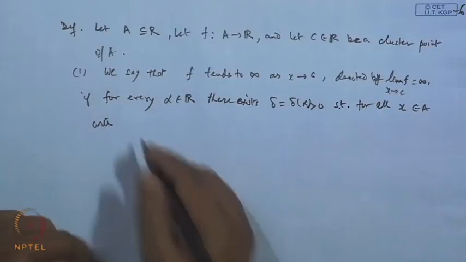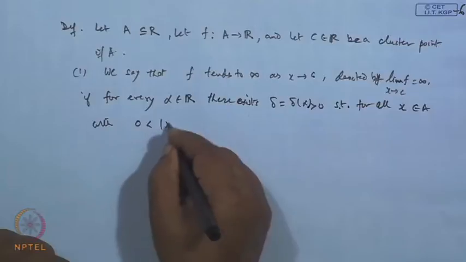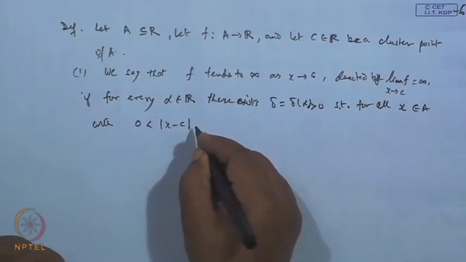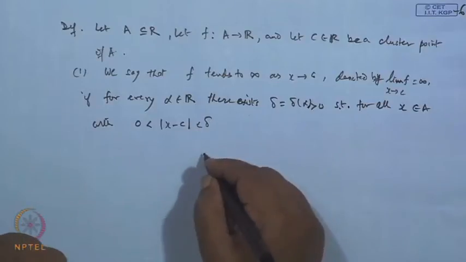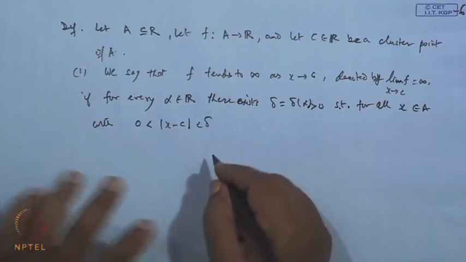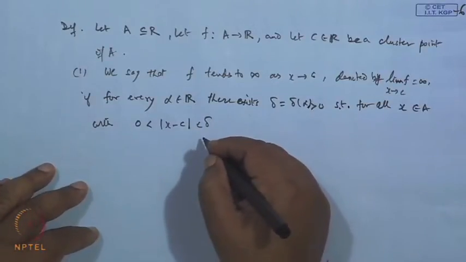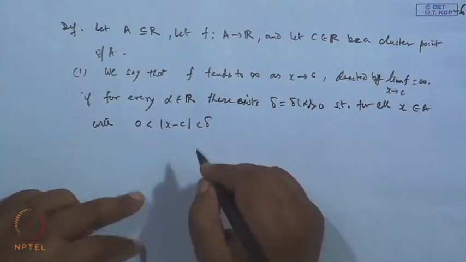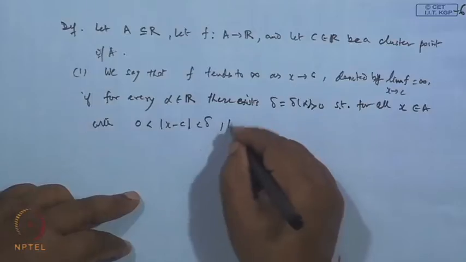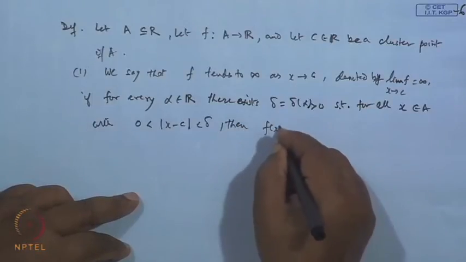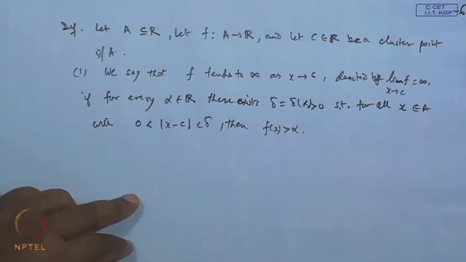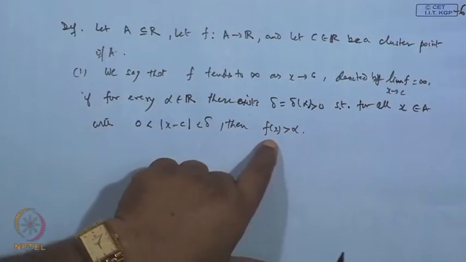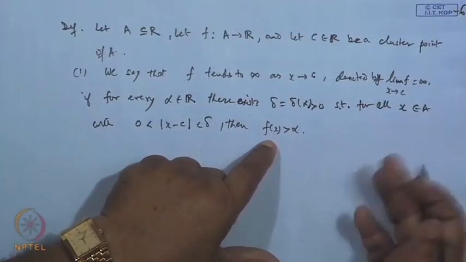because it is lying between from both sides, with 0 less than mod x minus c less than delta, in this neighborhood, either from left hand side of c or right hand side from c, within the delta neighborhood of c, then the functional value of this f x is greater than alpha. And since alpha is arbitrary, it means the value of the function f x cannot be bounded, it is unbounded.